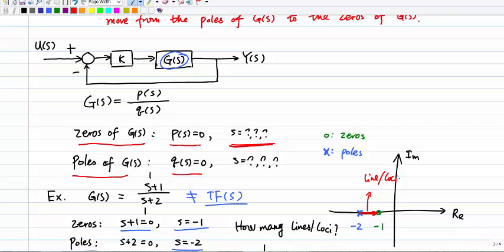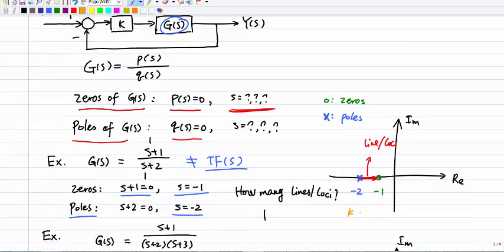So what does this mean? As k moves from 0 to infinity, the pole of this closed loop transfer function will move along this line. You can see it's always negative, so this is always stable. It doesn't matter what k you select, it's always stable because it moves from negative 2 to negative 1. Why doesn't it go up or down? There are additional rules I'll talk about later, but it will stay on the real axis. The root locus shows how the roots, or poles, will change. It just moves from negative 2 to negative 1. This is what rule number 2 says.